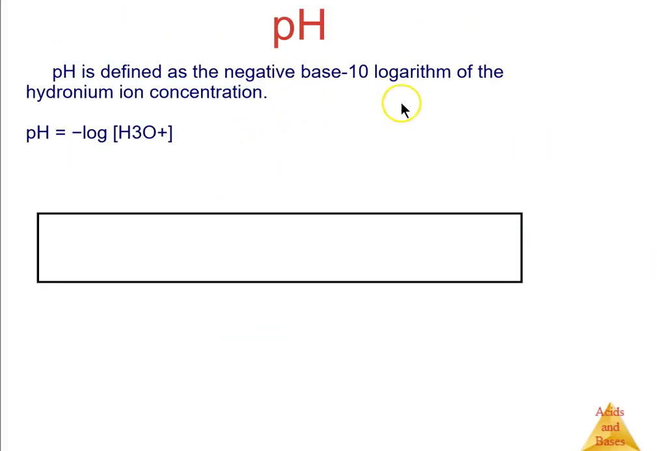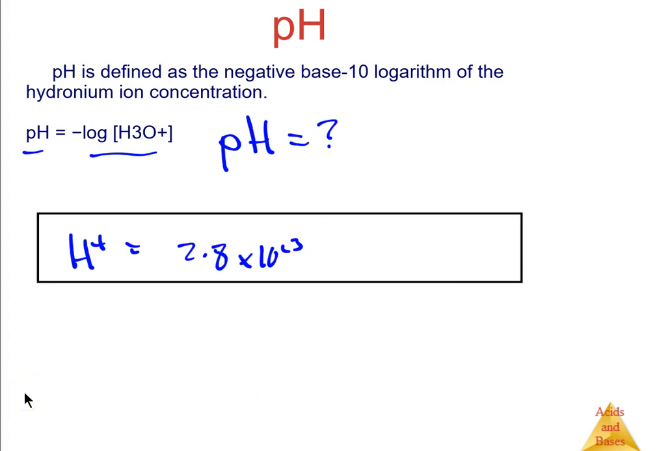Now, the math for pH, you have to know this equation. pH is defined as the negative base 10 logarithm of the hydronium ion concentration. So you just literally type that into your calculator. Make sure and use the negative button and not the minus button. They are different.